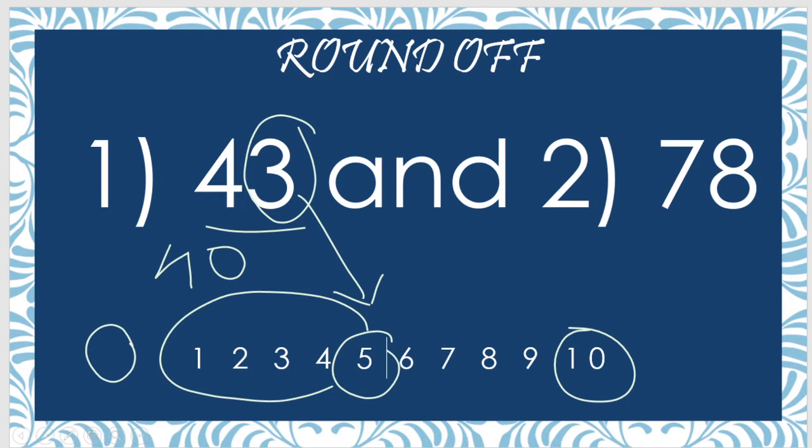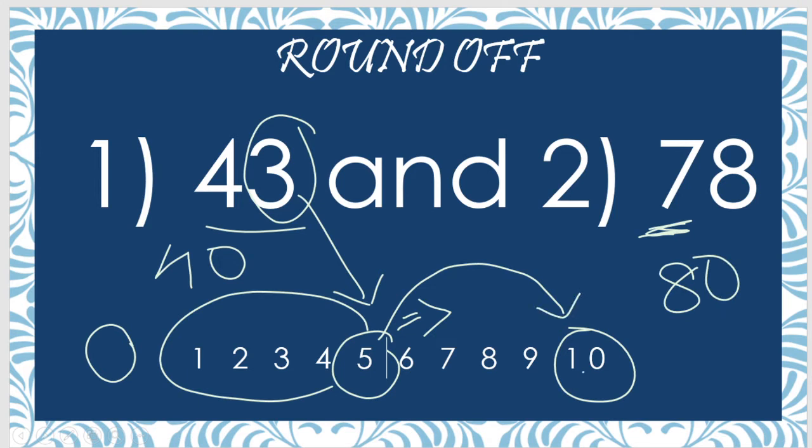But if a number is greater than or equal to 5, then you should add 1 in the previous number. So we will add 1 in the tens place, and we will write 80. You can say we will add 10. If this number is greater than 5, you will add 10. So 70 plus 10 is 80.